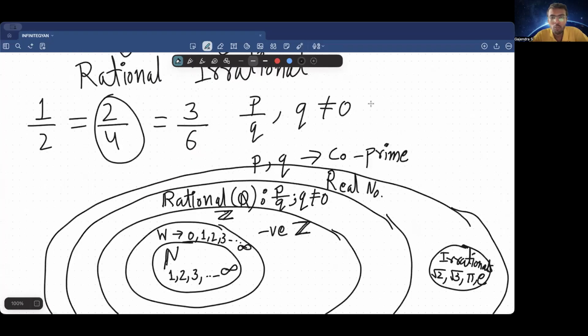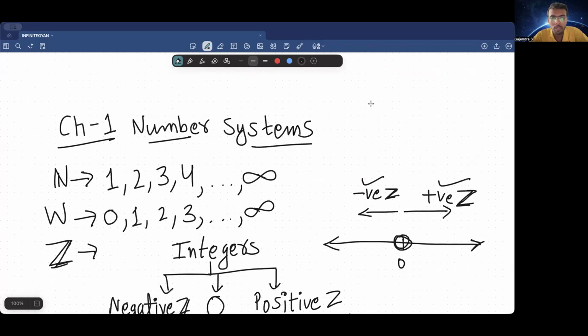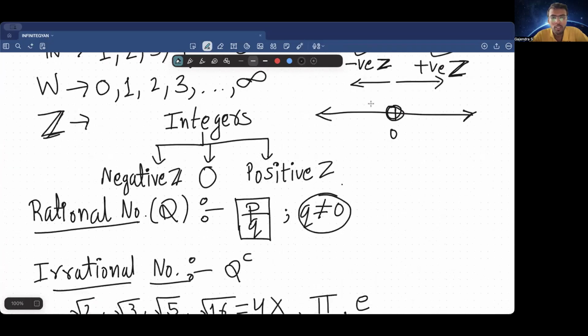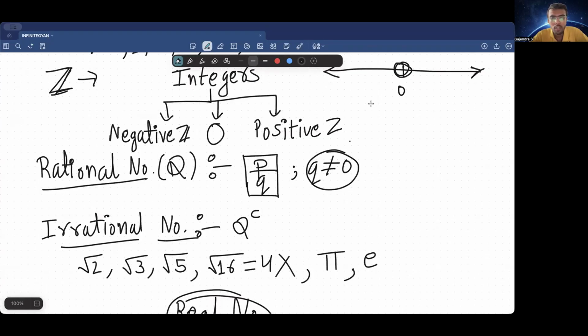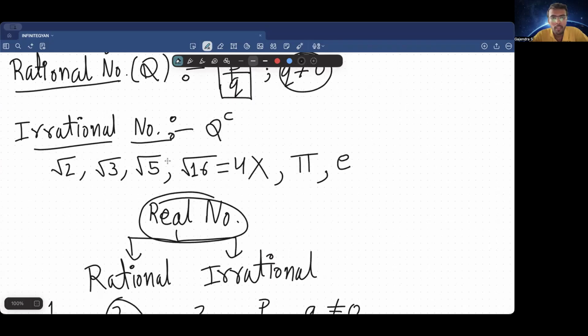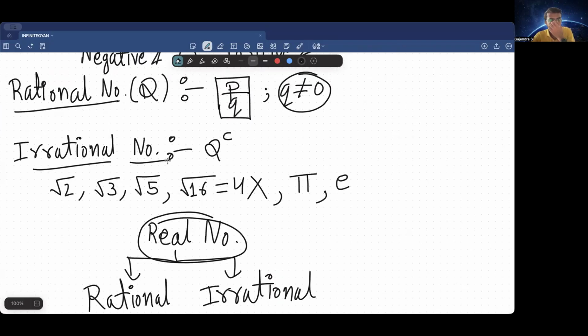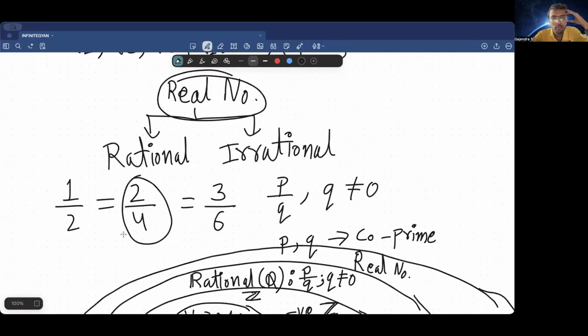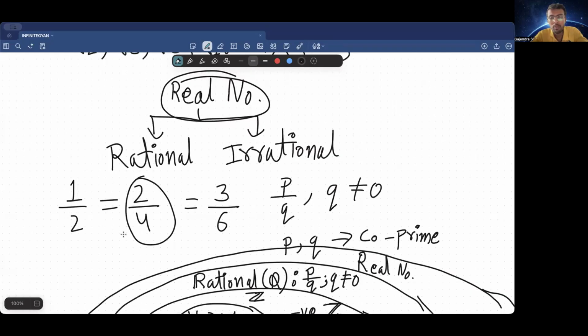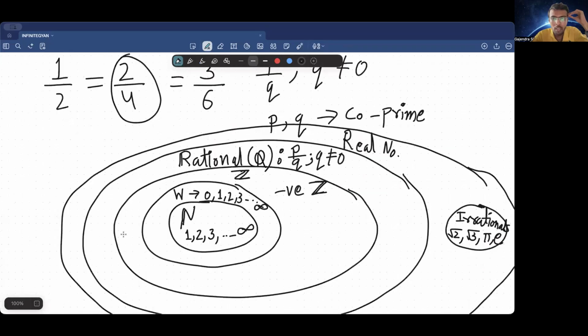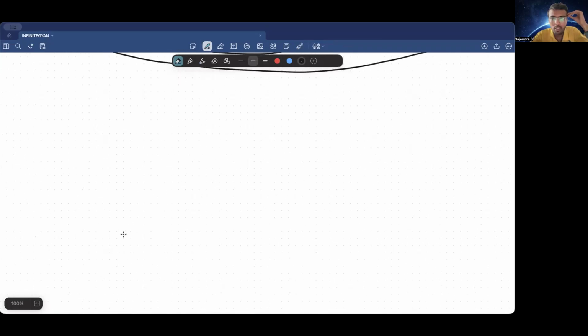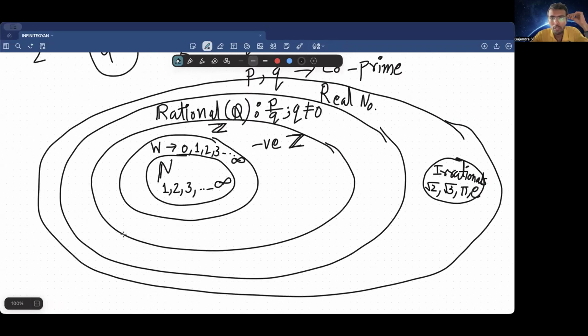Here we have covered almost all the basic things about number systems. These are natural numbers, whole numbers, integers, negative integers, zero and positive integers. Then we move on to rational numbers, which can be represented in the form of p by q, where q should not be equal to 0. Irrational numbers cannot be represented in the form of p by q. When rational and irrational numbers are combined, they are called real numbers, right? Tada! So we have done all the types of numbers.